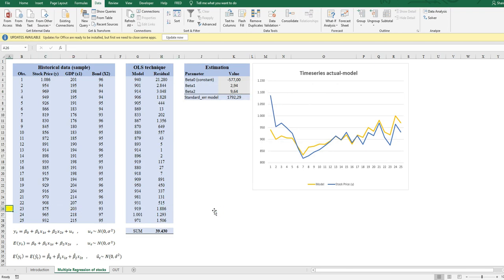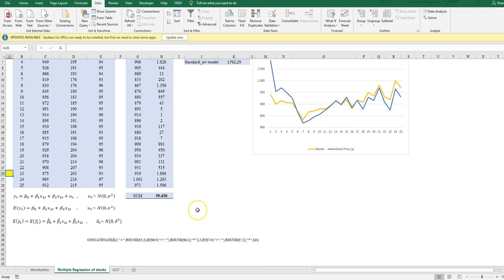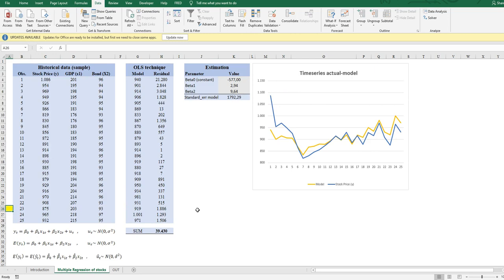So remember, regression is a fitting model, but if we apply some statistical intuition, we can work with the model in terms of statistical inference. Because right now I have no idea if this is a good model or a bad model.